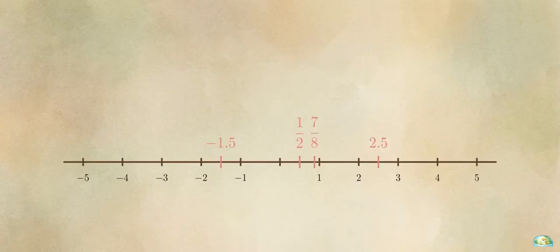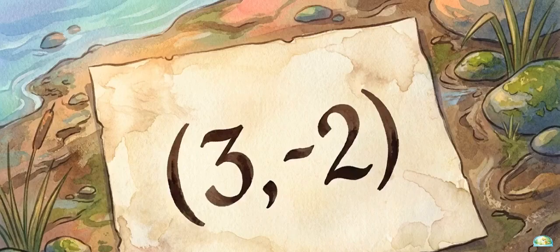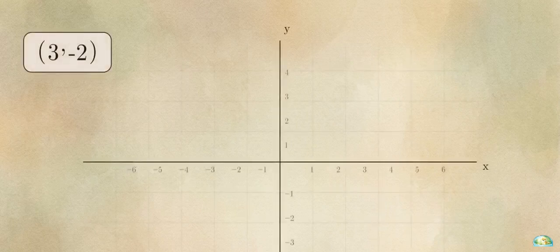We can expand this map into 2 dimensions by adding a vertical y-axis that crosses our horizontal x-axis at the origin. Now we can plot an ordered pair. Our goal is to find the location for (3, -2). Take a moment to decide which number tells you the horizontal move and which is the vertical.